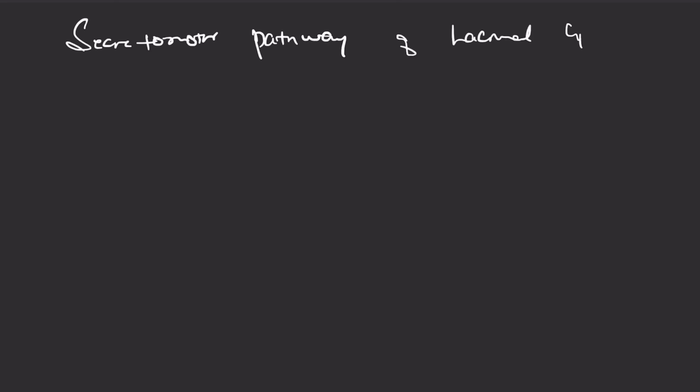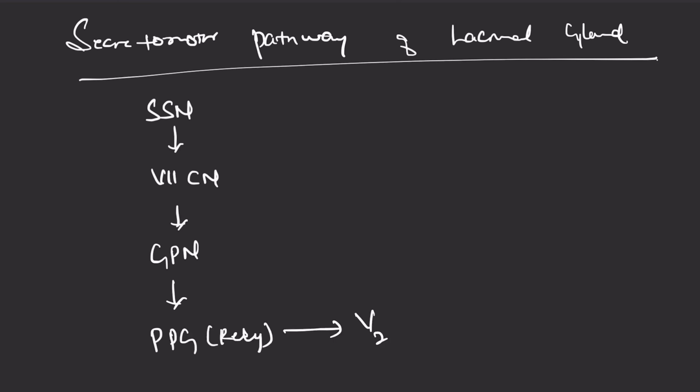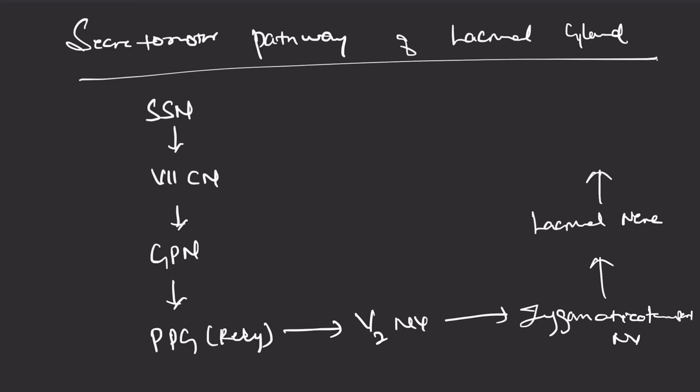Now let's discuss the secretomotor pathway of the lacrimal gland. It originates from the superior salivatory nucleus. It is carried by the seventh cranial nerve. It goes to the greater petrosal nerve. From there it goes to the pterygopalatine ganglion where they relay, and it goes to the maxillary nerve. Then it goes to the zygomaticotemporal nerve. From there it goes to the lacrimal nerve. From there it goes to the lacrimal gland. Finally it supplies the lacrimal gland.